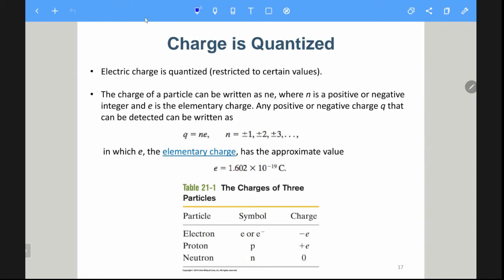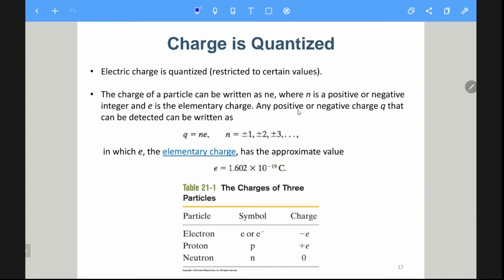Okay, so now we'll talk about how charge is quantized. Electric charge is quantized, restricted to certain values. The charge of particles can be written as n times e. N is a positive or a negative integer. We can have a positive charge or negative charge. And e is the elementary charge.